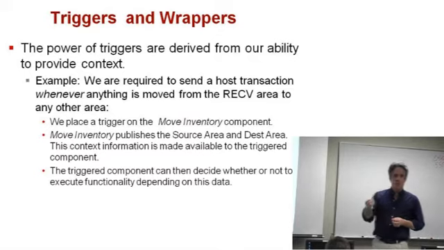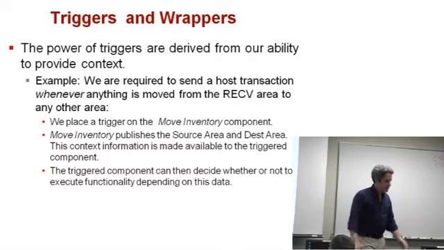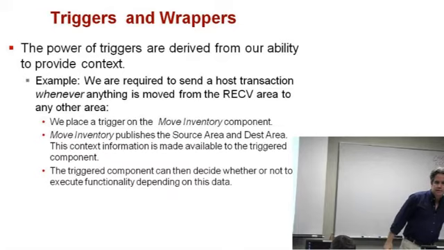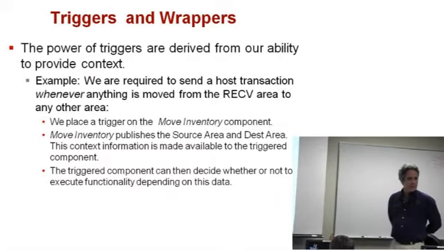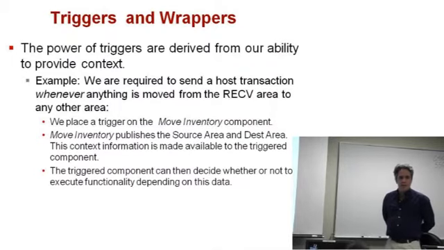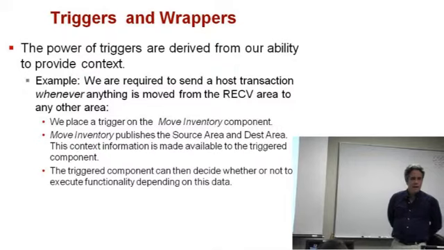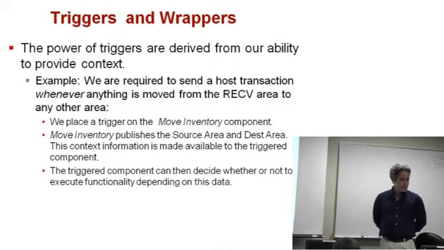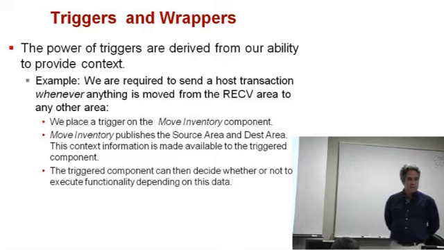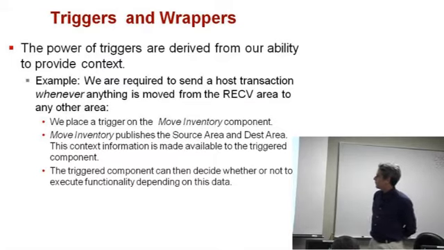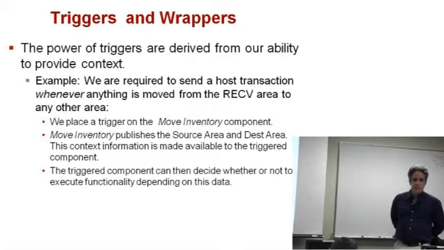Now, the move inventory publishes a lot of information. The handiest piece of information about move is that it always sends in the source and destination, right? Because you don't need to give it the source when you call it. All you need to do is tell it where you're moving it to. The handy thing about move is that it does come back with both the source and the destination. So it'll give you the source and destination location and the source and destination area. And those are made available in terms of triggers.